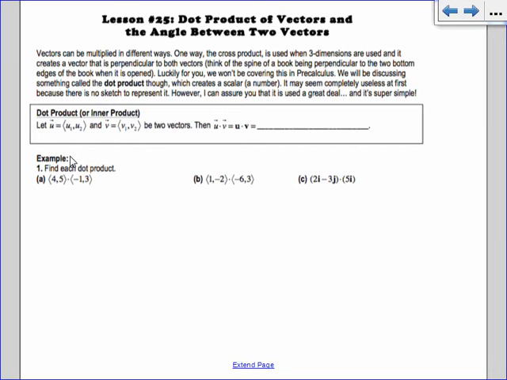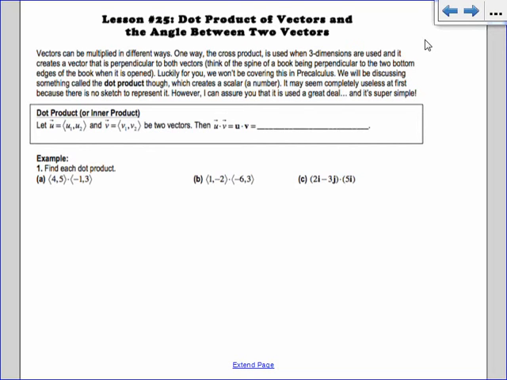One way, which is called the cross product, is used when three dimensions are utilized, and it creates a vector that is perpendicular to both vectors. You can see what it is geometrically if you think of the corner of a room. There are three vectors, and they're all perpendicular to each other. So the cross product helps you find perpendicular, or what we call normal, vectors.